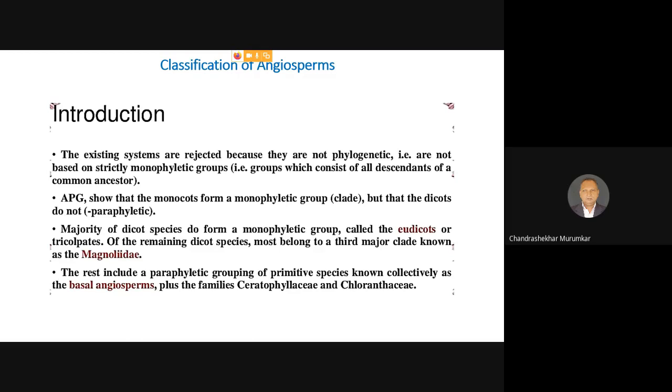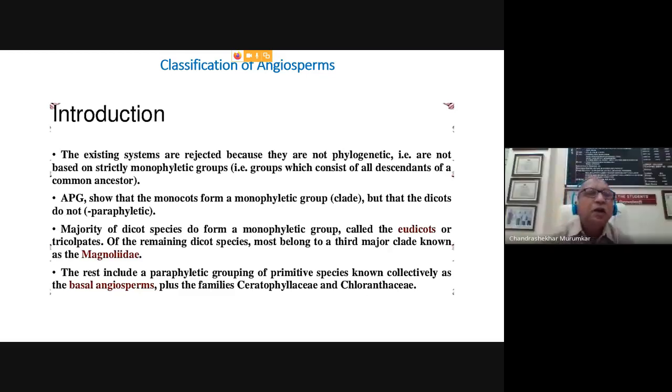That is, they are not based on strictly monophyletic groups, that is, groups which consist of all descendants from a common ancestor. Means the way we are talking about the polyphyletic system, they are not accepting now. They are accepting that the evolution is taking place multifaceted within one group.